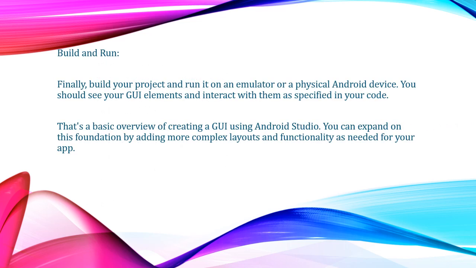And after all, build and run. Finally, build your project and run it in an emulator or a physical Android device. You should see your GUI elements and interact with them as specified in your code. That's a basic overview of creating a GUI using Android Studio, and you can expand on this foundation by adding more complex layouts and functionality as needed for your app.